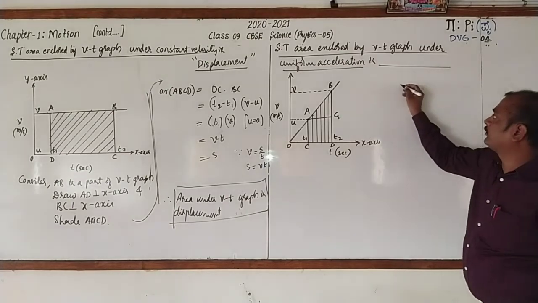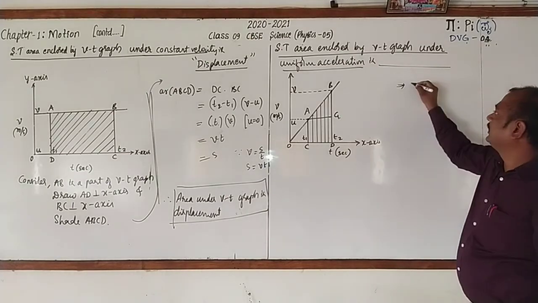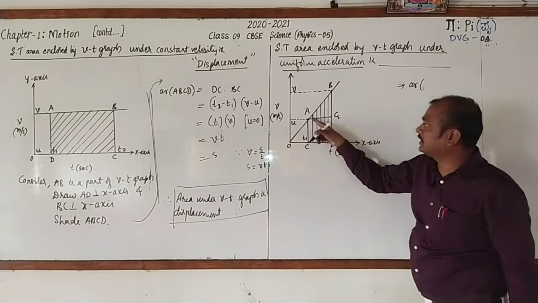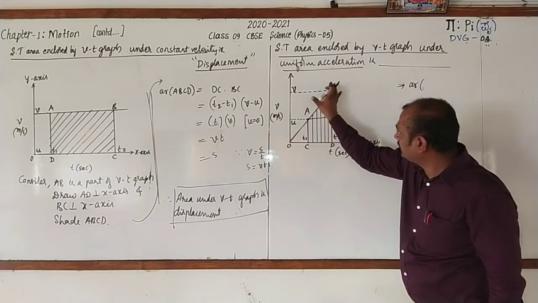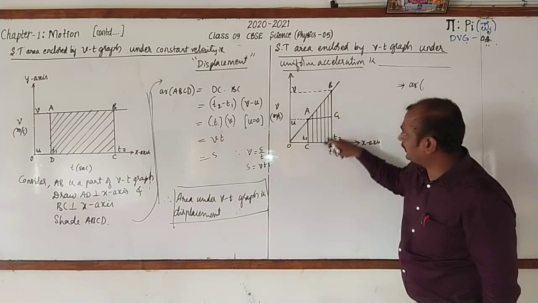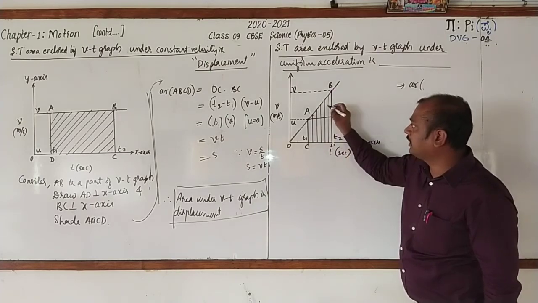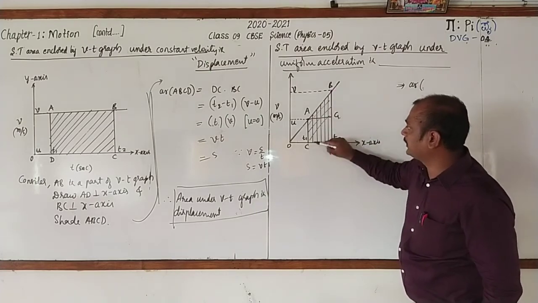Now, let's go for that. Here I write area of, what is that? Area under this, I have taken AB as a part. Then from A, I have drawn perpendicular lines AC and BD. I have enclosed it completely.